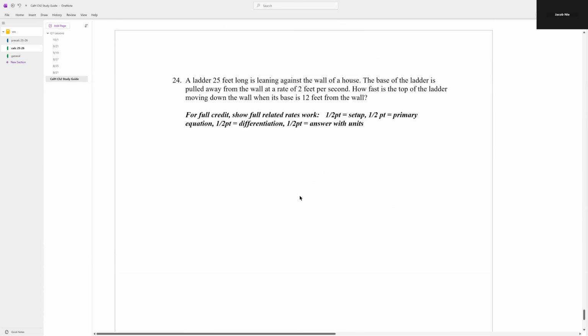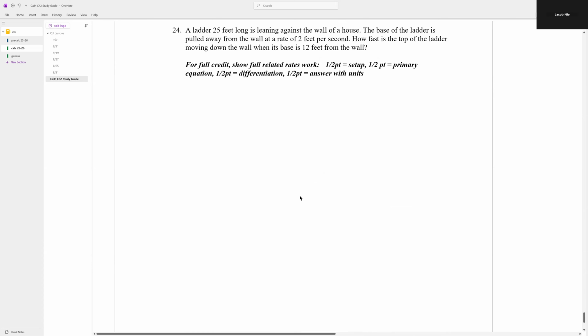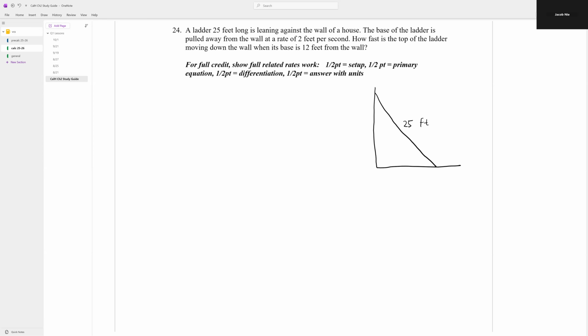Final question. This is more tricky, right? So a ladder is 25 feet long and it's leaning against a wall of a house. So we have this ladder here. It's 25 feet long. It's leaning against the wall. And let's call these side lengths x and y.